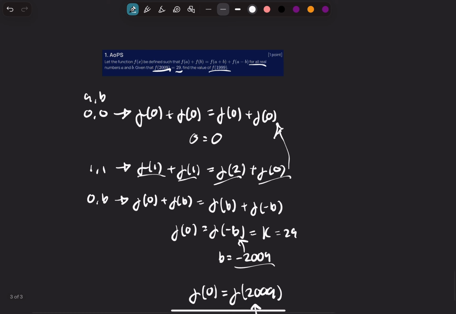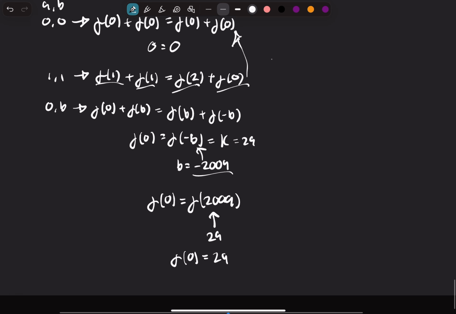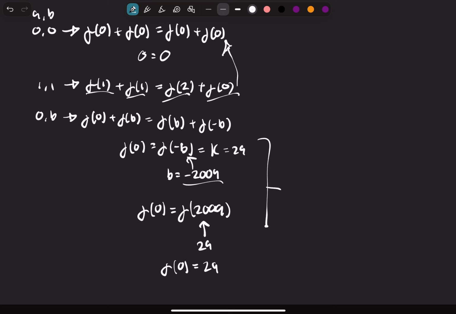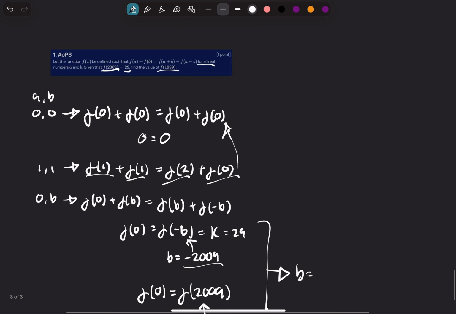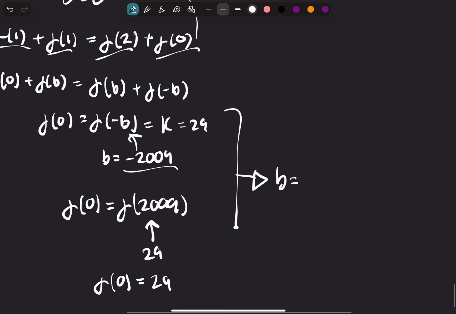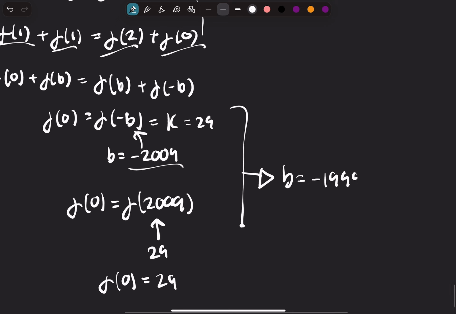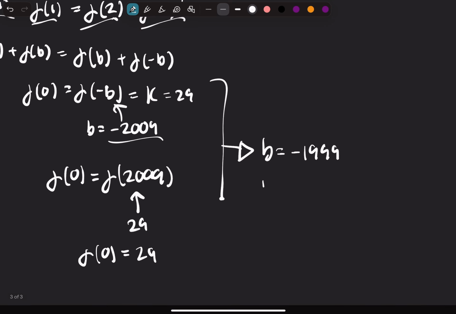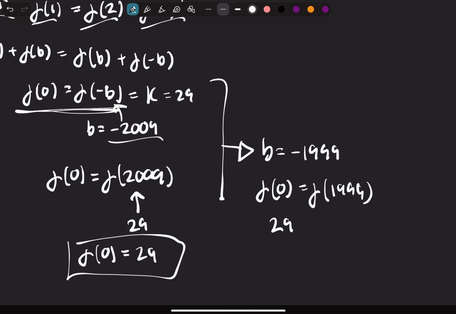Now, since b can be any real number, let's say b equals, well, we're after 1999, so let's say it's negative 1999. If b is negative 1999, then from what we've stated here, we get f of 0 equals f of negative 1999, which is just f of 1999. And we've already established that f of 0 is 29, so we know that 29 equals f of 1999, and that's our answer.